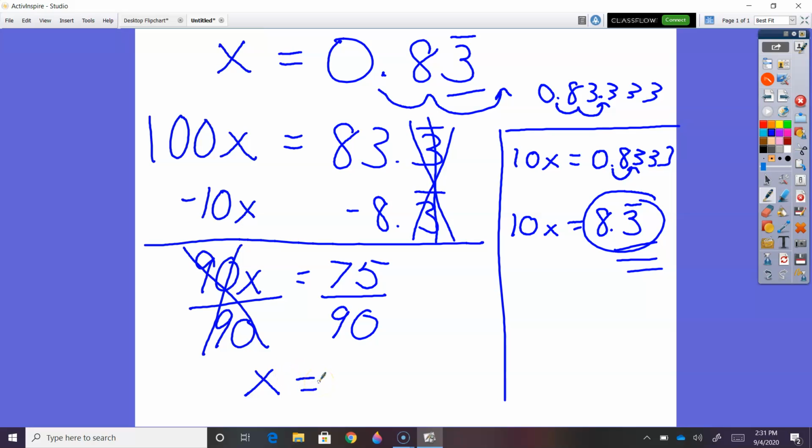And I need to reduce the fraction. These are both divisible by 5. I could keep dividing by 5. I also notice that they are divisible by 3. So I'm going to reduce each fraction and divide by 15. 75 divided by 15 is 5. 90 divided by 15 is 6. So there's my reduced fraction, 5/6.